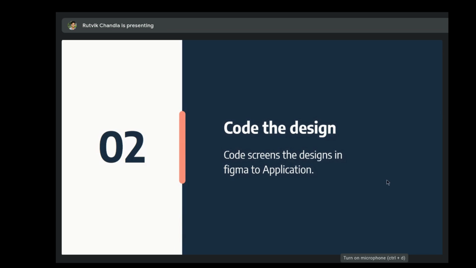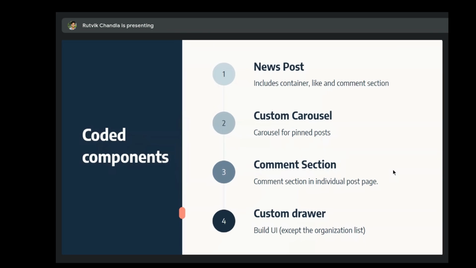The second major goal was to code the design. As most of my time went into designing in Figma, these are the major four components that I have coded till now. I have majorly worked on the home screen. In the home screen, there is a news post, there is a custom carousel, there is a comment section in the individual post page, and the last one was the control that I have built.